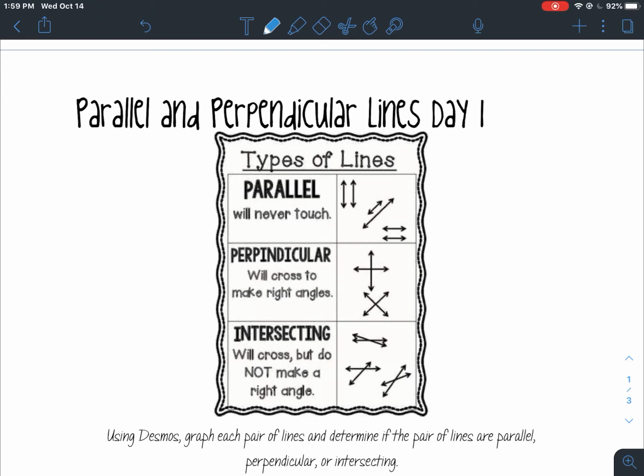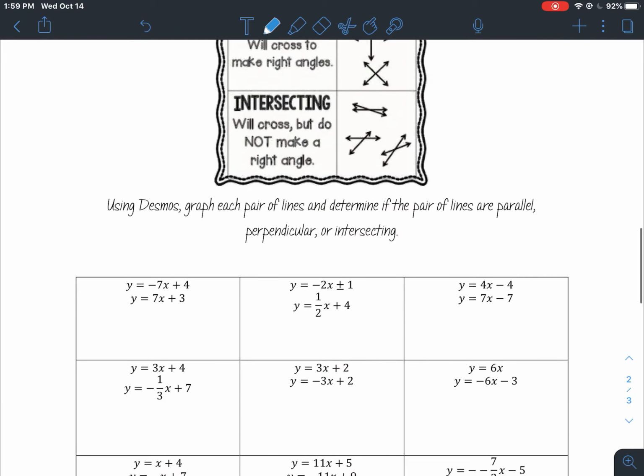So for this next page, using Desmos, graph each pair of lines and determine if the pair of lines are parallel, perpendicular, or intersecting. I'll do the first one with you, and we'll determine whether it's parallel, perpendicular, or intersecting. For intersecting on the answer key, I actually wrote neither, but that's okay.